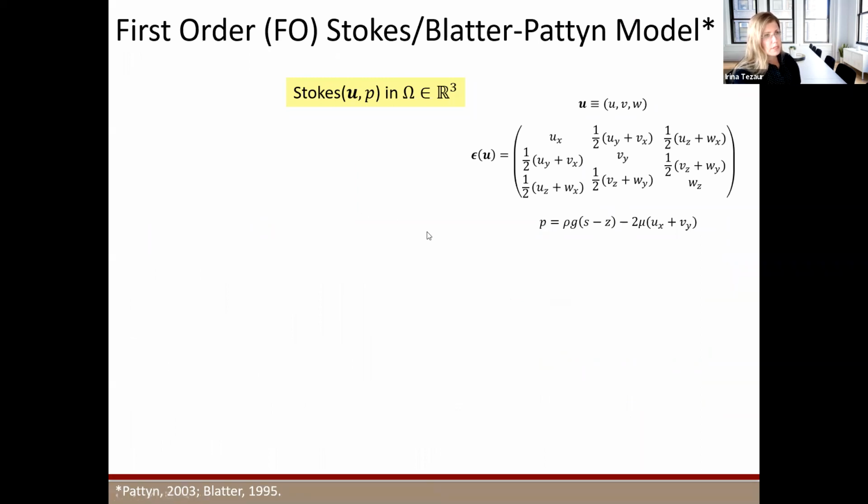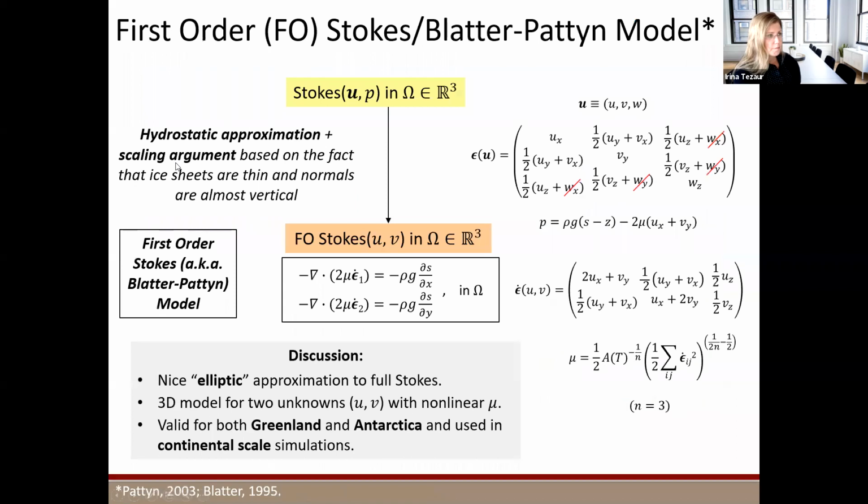And so the model that we use is one such model. This model is called the first order Stokes or the Blatter-Pattyn model. And the way that we obtain this is we derive this from the full Stokes equations by essentially making a hydrostatic approximation and applying a scaling argument based on the ice sheets being very thin. And when you make this argument, you get the system shown here, which we call the first order Stokes or the FO Stokes equations.